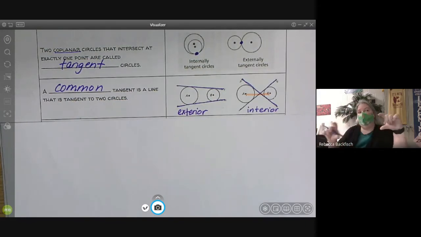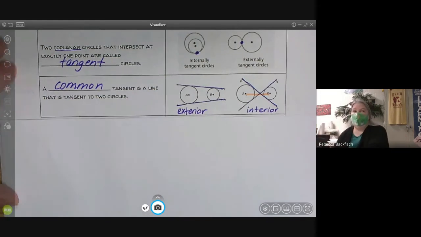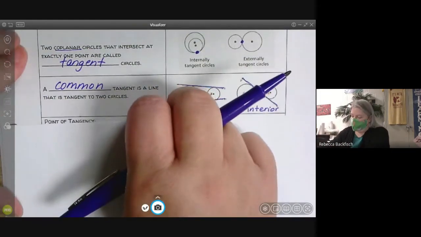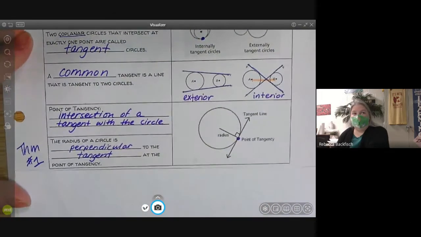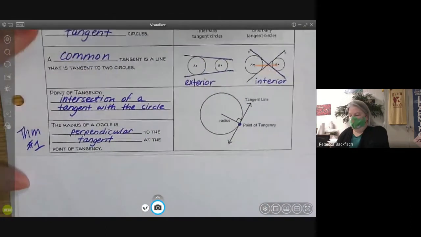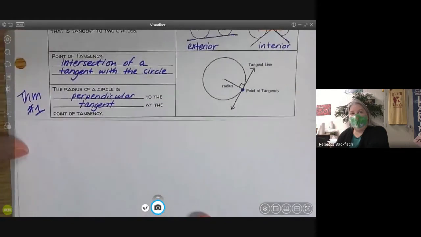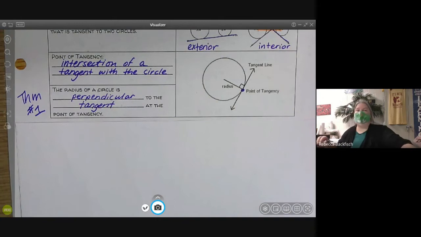The thing right below there on your notes that we're coming to is your first theorem on tangents, or the first major property that we need to talk about. Remember, a theorem is just a math property, a math statement that can be proven. So I'm not contradicting myself by calling it a property in a theorem, in case you're wondering why I'm jumping around there.